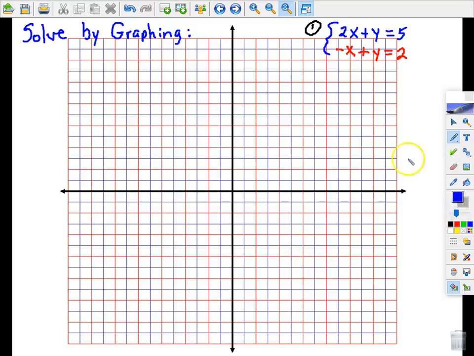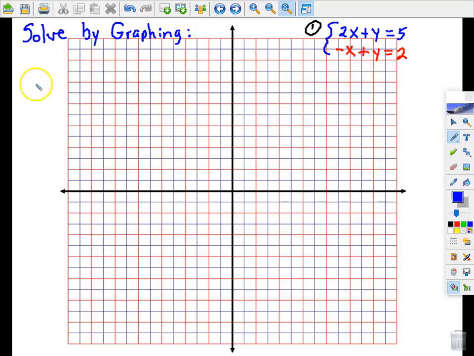All right, so let's get started. The first thing we should do, since we're going to be graphing really two different lines, is let's get these both equations in slope-intercept form. So I'm going to use colors, and I'll do my lines in the same color as the equation, and then we'll look and see if there is a solution.